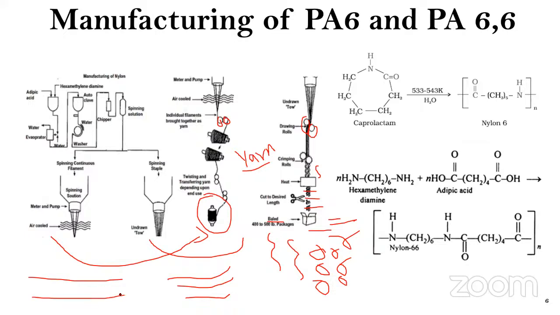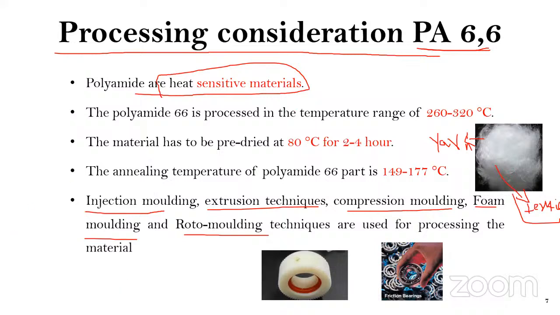Suppose I am using a two roll mill, or I have this barrel. The material should not be in contact with this barrel for a longer period of time. That is the reason: polyamide has the carbonyl group. Due to the presence of this pi bond and sigma bond, it can break into two parts and free radicals will be created. That is the reason polyamides are heat-sensitive materials.